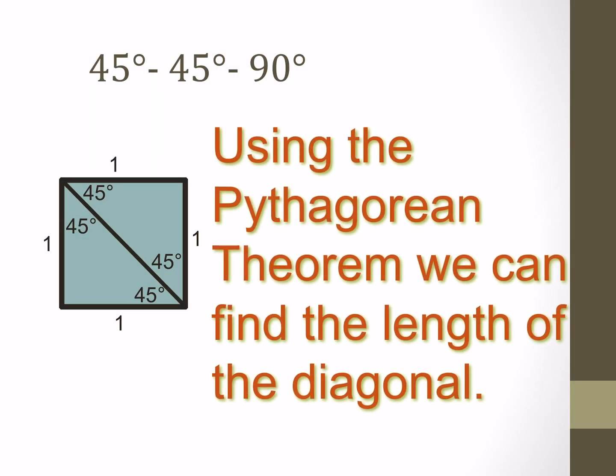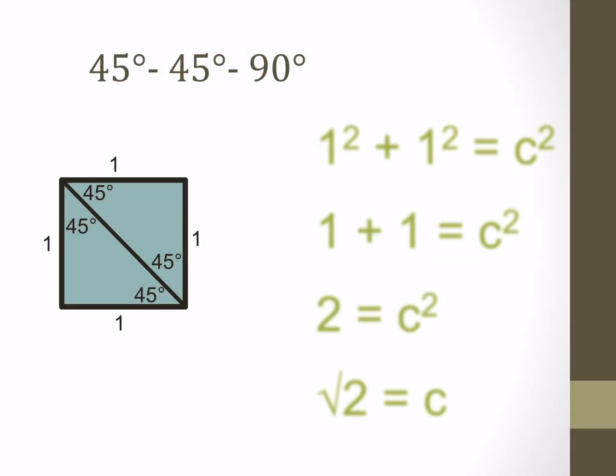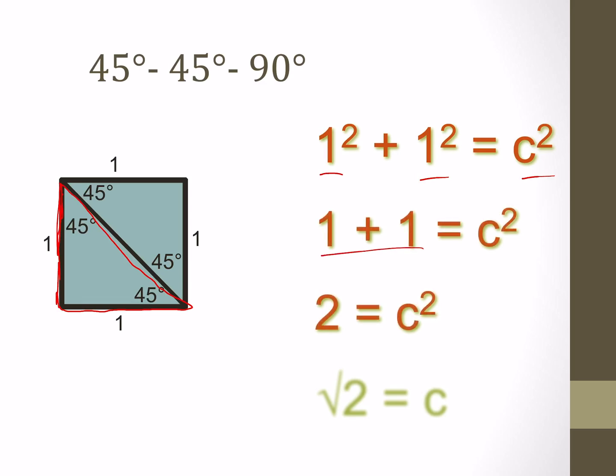So with that being said, how can we find what this missing side here is, the diagonal? Well, we use the Pythagorean theorem. So let's just say we're going to use this triangle here that I'm shading in red right now. We know that each side is 1, so we're going to take 1 squared plus 1 squared and set it equal to c squared. Doing the math, 1 squared plus 1 squared is 1 plus 1, you get 2.